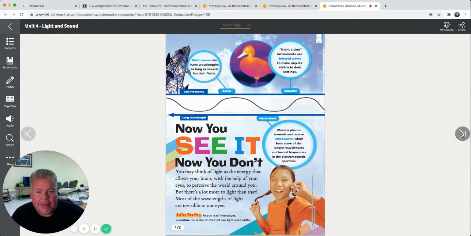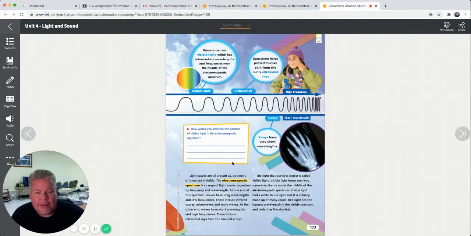What's it talking about that we can't see some of it? Light waves are all around us, but many of them are invisible. The electromagnetic spectrum. What is that? Well, it's a range of light waves organized by frequency and wavelength.